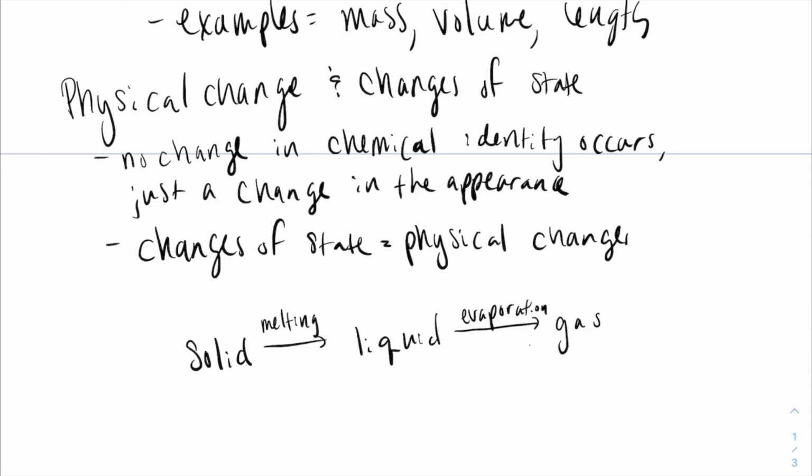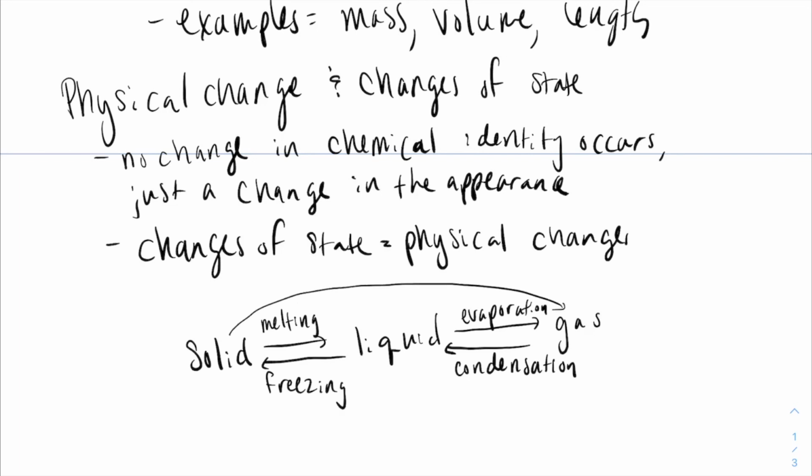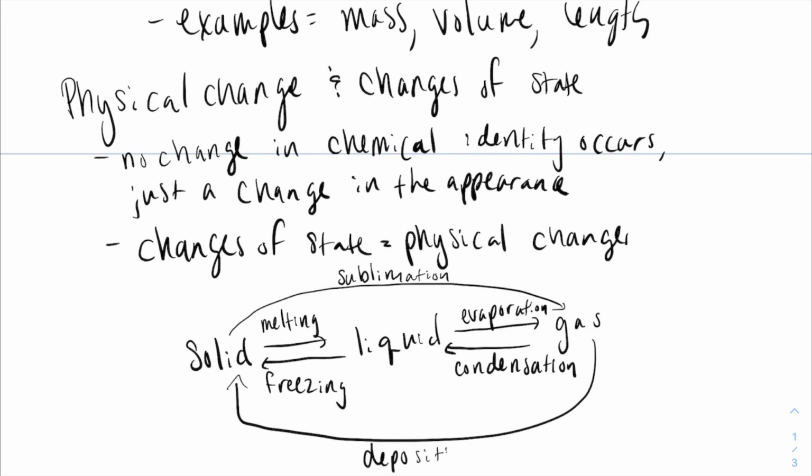or going from a gas back to a liquid, condensation, or from a liquid to a solid, freezing, or lastly going from our solid to our gas, sublimation, or our gas to our solid, deposition. So each one of these, we still have the same substance, so we're not changing our chemical identity, so this is still considered a physical change.